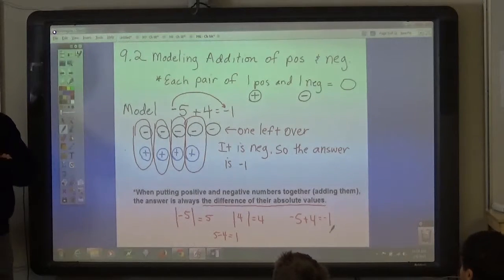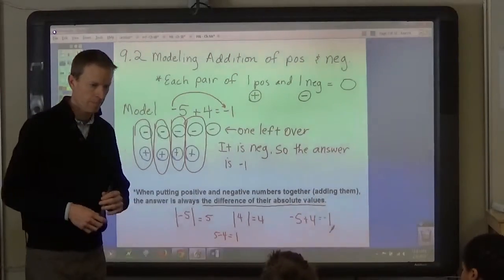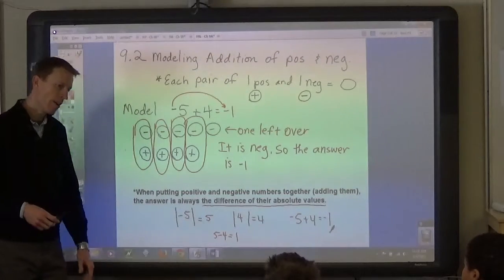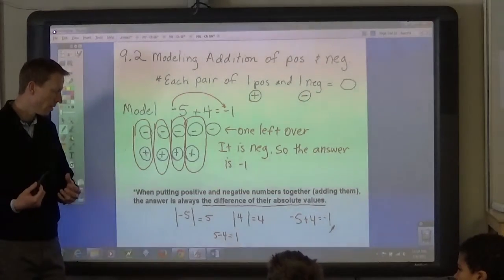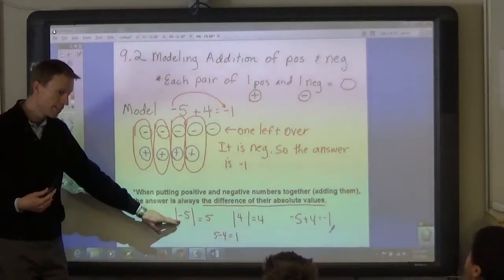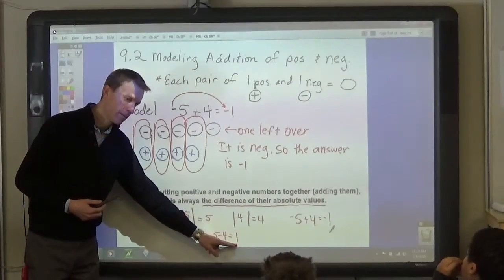Okay? Three different ways to understand adding positive and negative. Sam? Would that be negative 1? 5 minus 4? Well, that would just be 1. 5 take away 4. Right. But their absolute values, the difference of their absolute values is 1.